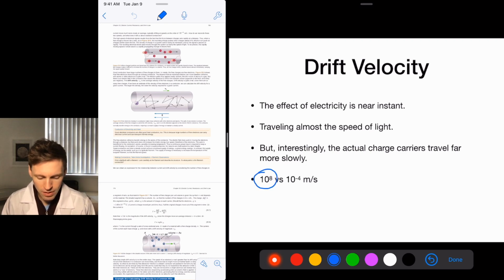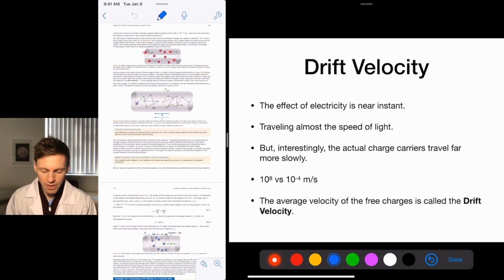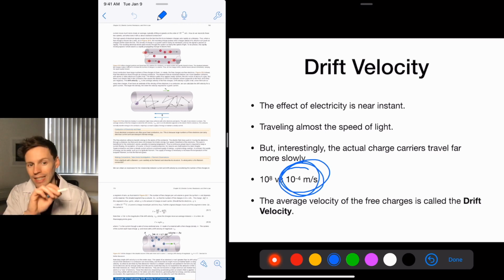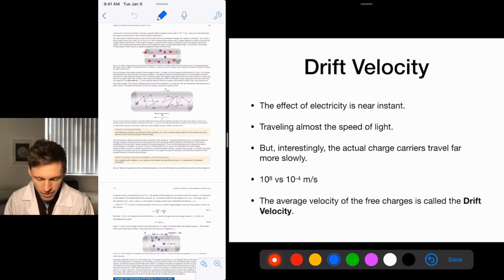So 10 to the 8th meters per second is about how quickly a current will flow in terms of the signal that gets communicated, but the charges themselves travel significantly slower than that, on the average of 10 to the minus 4 meters per second. That's a huge difference. This average velocity of the actual charge carriers in the wire is called the drift velocity.